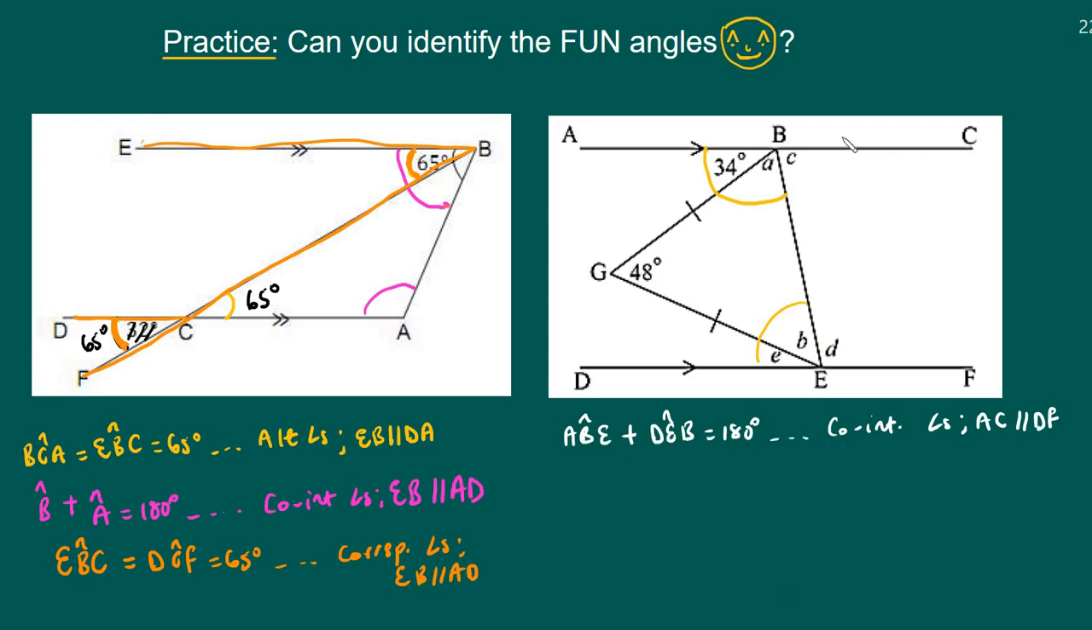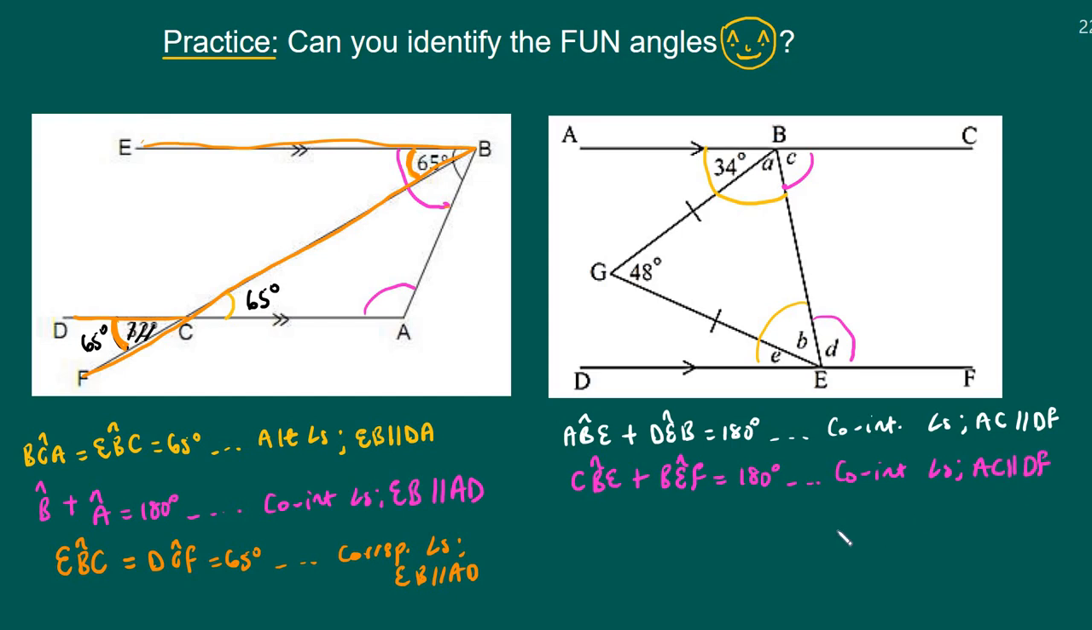CBE. This one, plus BEF. CBE plus BEF, we get 180. Yes, oh nice. Those are our co-interior angles. Which other ones do we see?